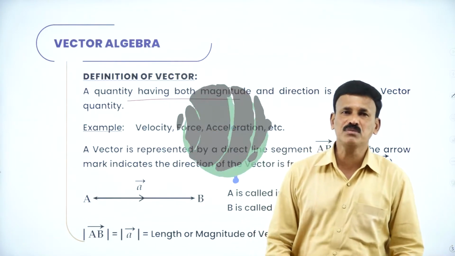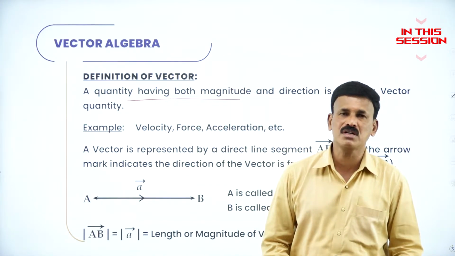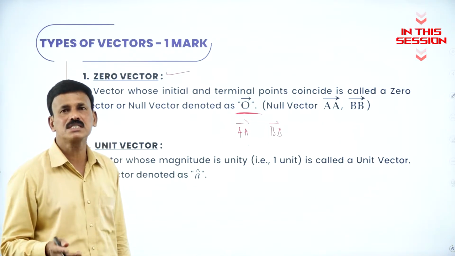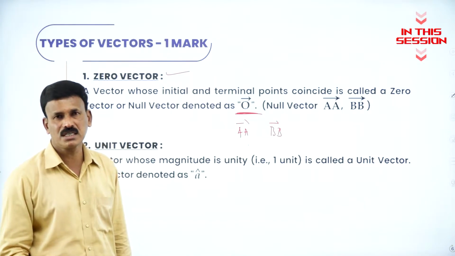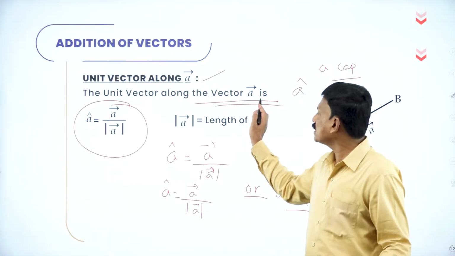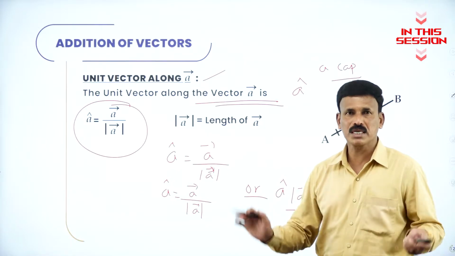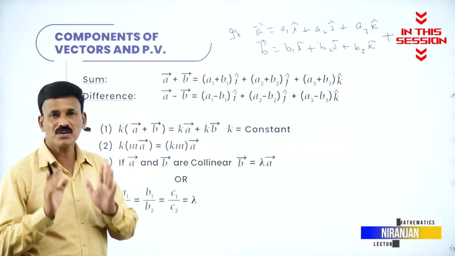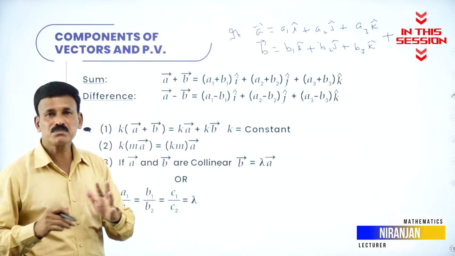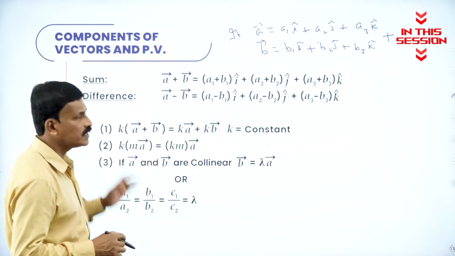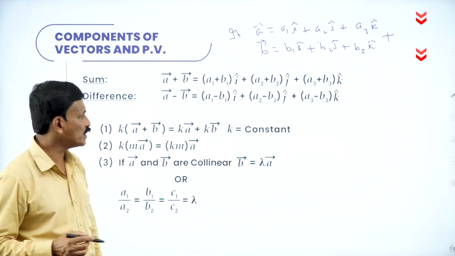A quantity having both magnitude and direction is called a vector quantity. If you get the magnitude, length, as 0, then it is called a zero vector or a null vector. The unit vector along the vector A is A cap, equal to vector A divided by its own length. Just the coefficients of i, j and k must be added or subtracted to get the sum or the difference, A plus B and A minus B.